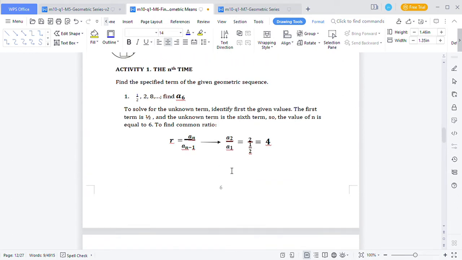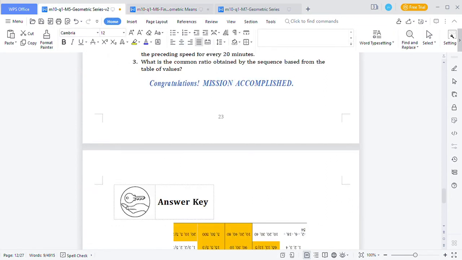Okay, let's have another example here. Sorry, guys. I can no longer see your chats, so you can open your mic.